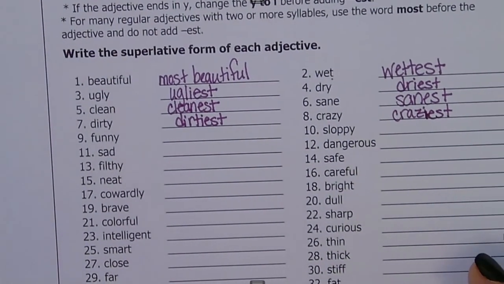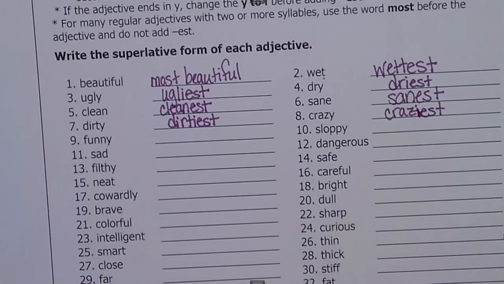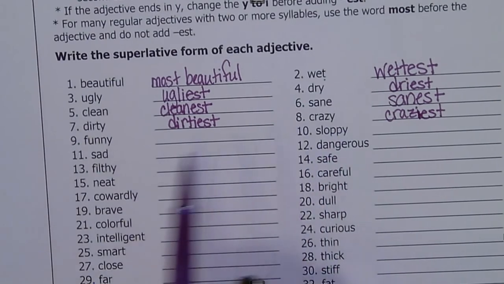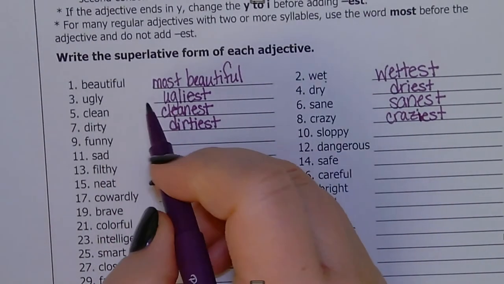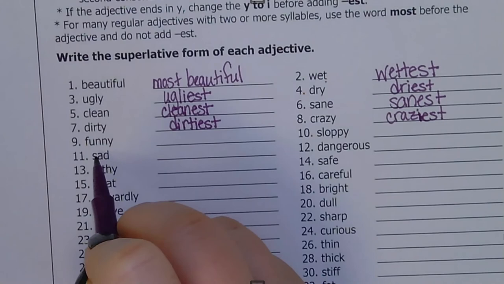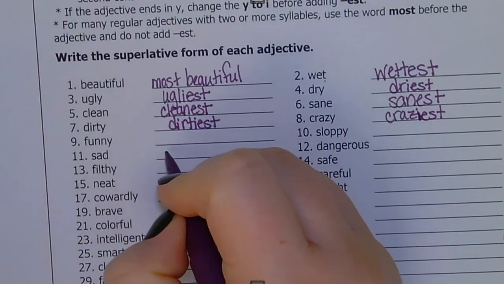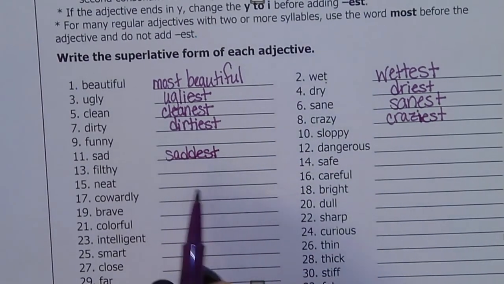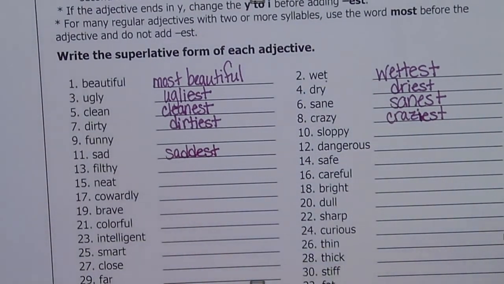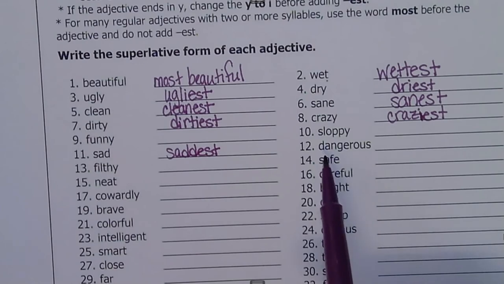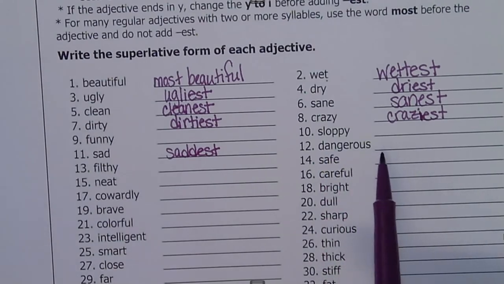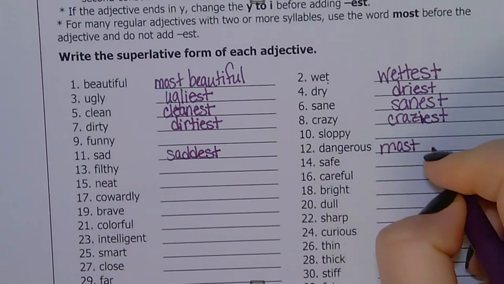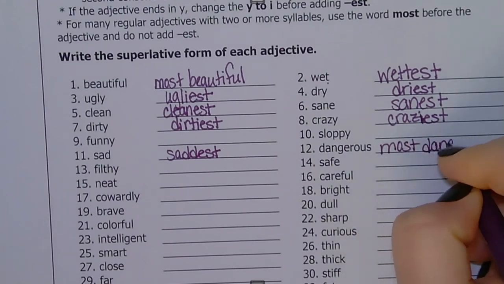Okay, I want to skip around so I can get some other examples quickly. I would say funniest, sloppiest, saddest, and this is a short word that is a consonant, vowel, consonant, so I would double the consonant at the end. Dangerous. Would I say dangerousest? Does not make sense. Dangerous would be most. That is the most dangerous ride at the park.